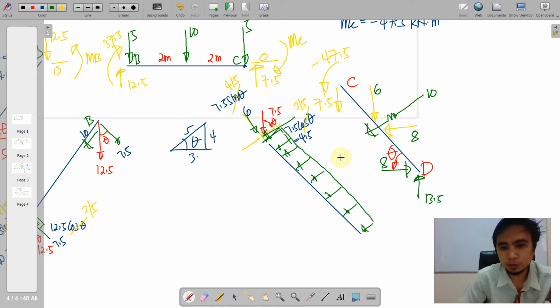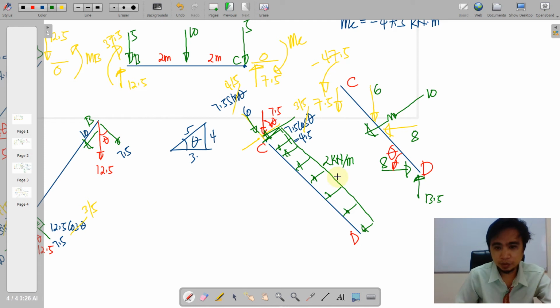We will just have to place back our locally distributed load, because this one is already perpendicular to the member CD. Okay, so this is 2 kilonewton per meter. So we have the 13.5. It's perpendicular and vertical component. We use the same theta here, so that this is 13.5 cosine of theta, and this is 13.5 sine of theta. We place the value for cosine.